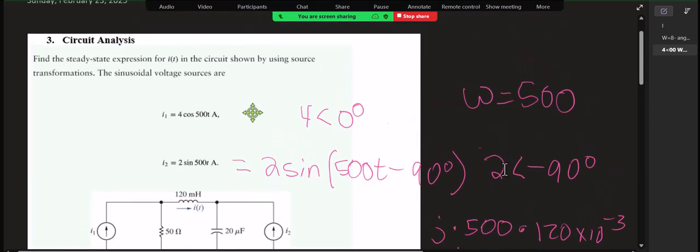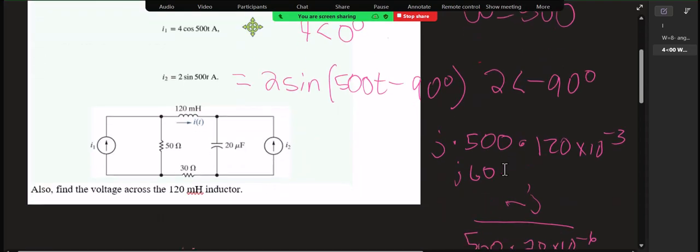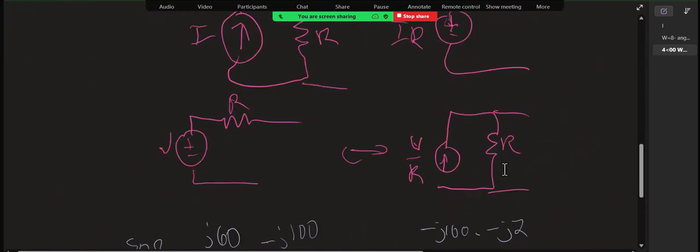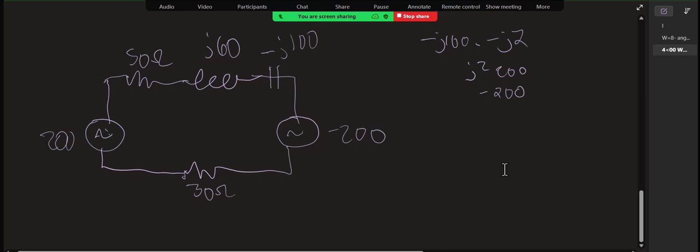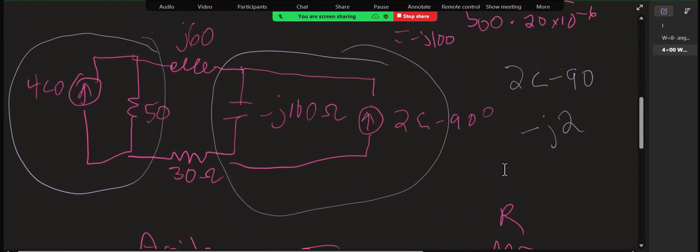120 millihenry inductor. Yeah, across the inductor. Okay, so for the current, it doesn't really matter. The current is the same everywhere. Notice I would not have been able to do this if I needed the current through the capacitor or the current through the 50 ohm resistor, because I would have transformed those.